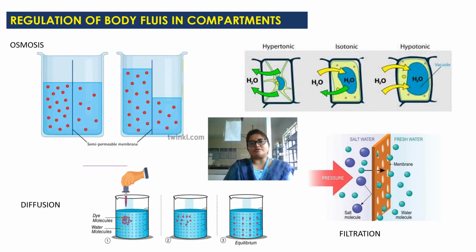Here we are going to see how the body fluids are regulated inside the body. In the sense, here we have various functions like osmosis and the tonicity of the body, diffusion as well as filtration. Osmosis is nothing but movement of material from lower concentration to the higher concentration. Through a semi-permeable membrane, if the movement is from lower concentration to the higher concentration till it attains equilibrium, then we call it osmosis.